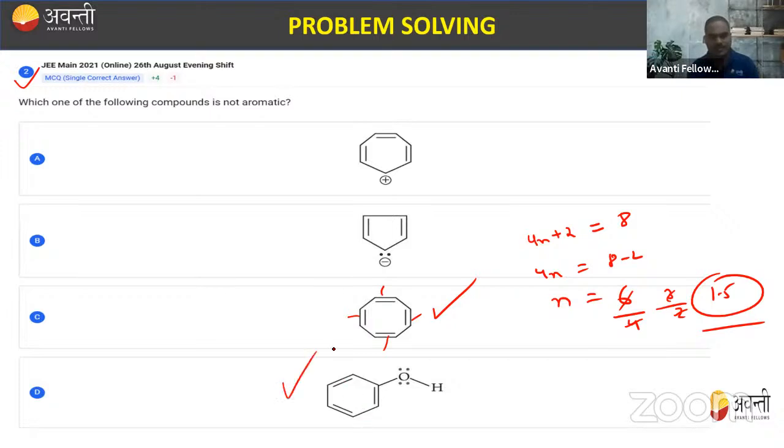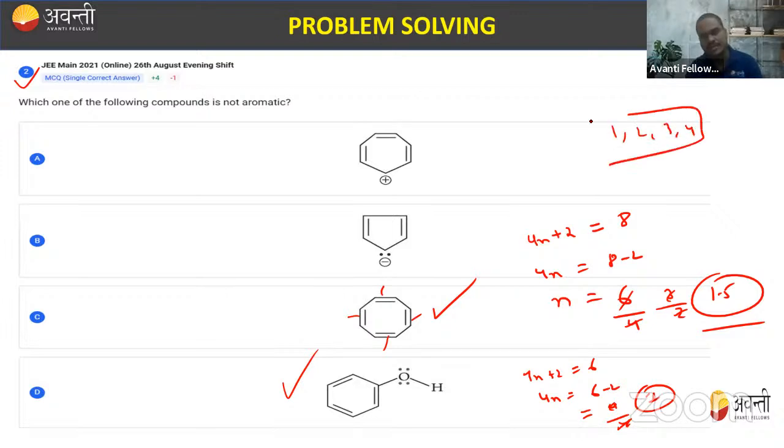For example, in this phenol, if you want to calculate, 4n plus 2 is equal to 6. So 4n is equal to 6 minus 2, this is equal to 4 by 4, that comes out to be 1. So whenever the values come like 1, 2, 3, 4, they are said to be aromatic, according to Huckel's rule. So here the value comes as a fraction, so we can say that this is not an aromatic compound.